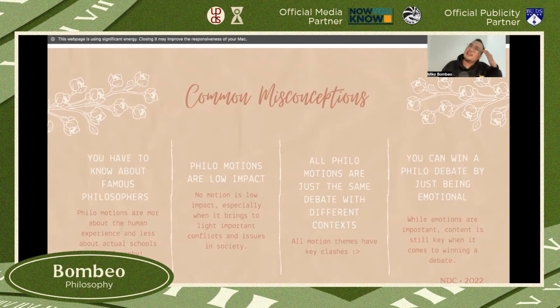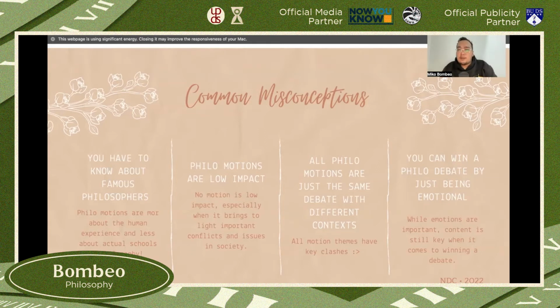And really, if all philo motions are the same, then generally people can run the same case line and still get the same results. But that doesn't usually happen because philo motions evolve and debaters evolve as well, and case lines evolve. So even with that key clash intact, there are still a lot of discussions that revolve around that clash without diverting from what makes it incredibly important as well.